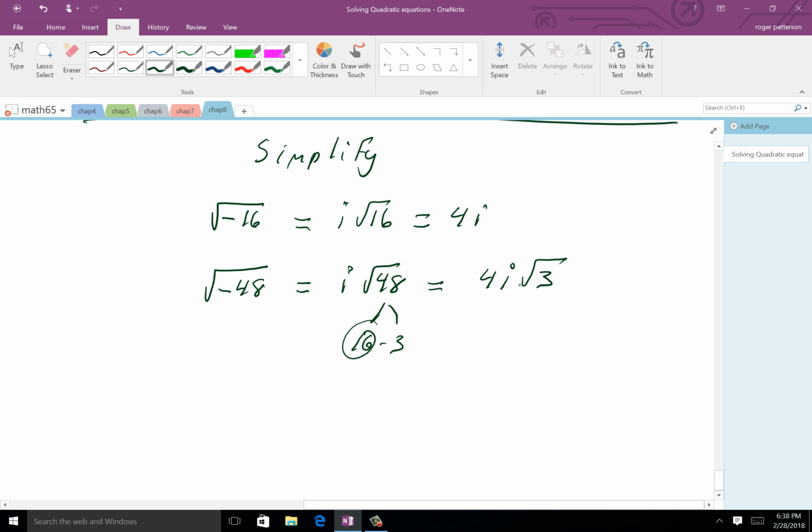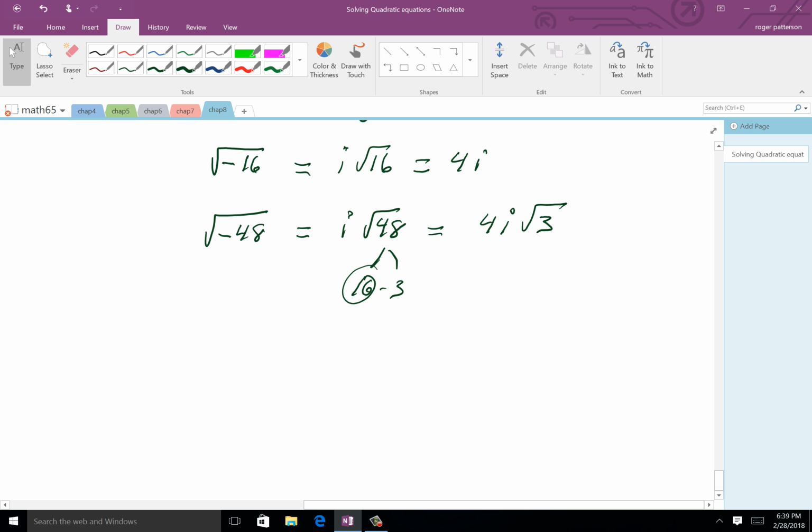Because when you have i with the square root of 16, would it be i4, or does it have to be 4i? No, i4 is okay. It's just that they usually put the letter at the end. It's not really a variable, but it's like how you have 4x instead of x4. So it's the same idea.